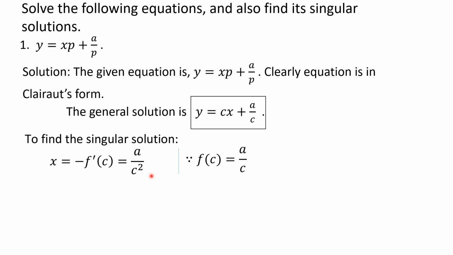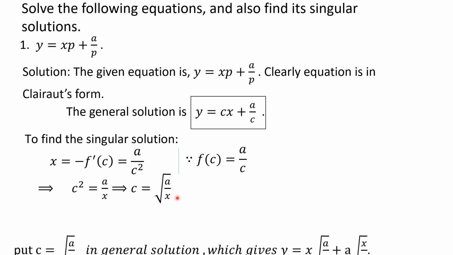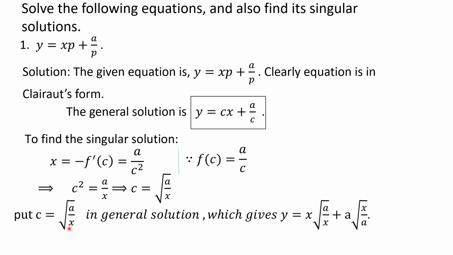Now we have to eliminate c by using this expression as well as y equal to cx plus a by c. We can write c in terms of x. So c square is a by x, thereby c is square root of a by x. So I want to eliminate c. Wherever we have c, take it as root a by x. So by putting c equal to root a by x in the general solution, that gives y equal to x into root a by x plus a by root a by x, which goes to the numerator and becomes root x by a.